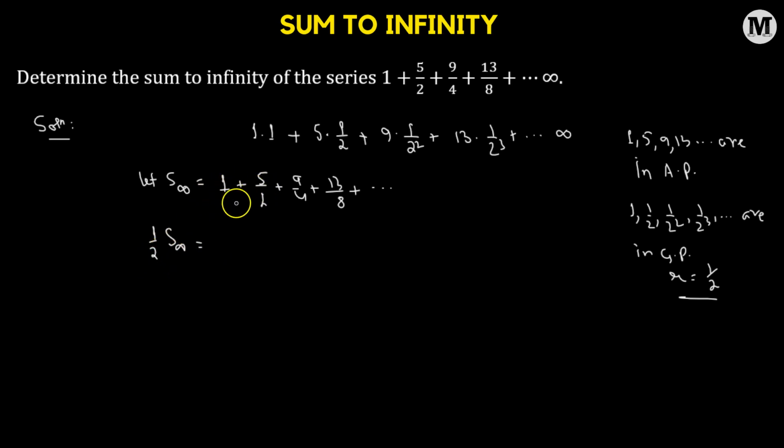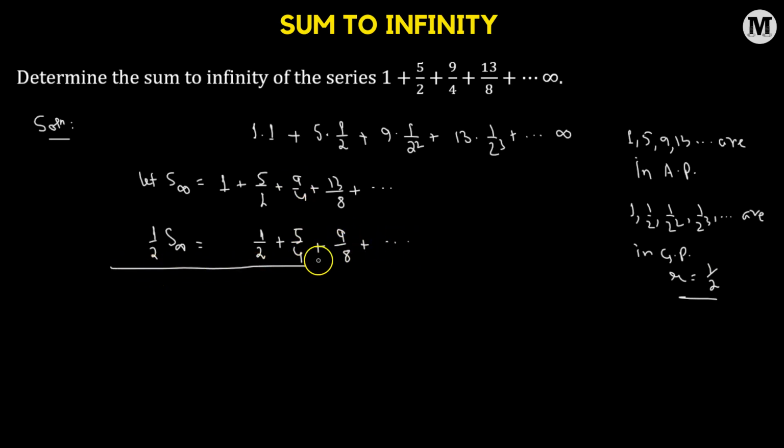So half times 1 is 1 half, but we're going to write it below 5 over 2. Then we take the second term, 5 over 2, multiplied by 1 half to get 5 over 4. Then we have 9 over 4 multiplied by 1 half, that gives us 9 over 8. And this is going to continue.